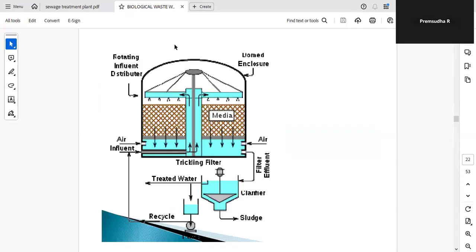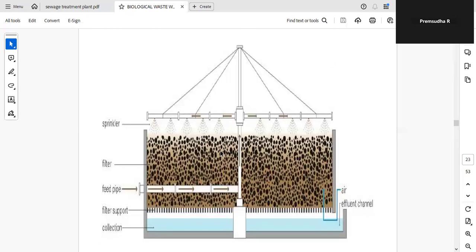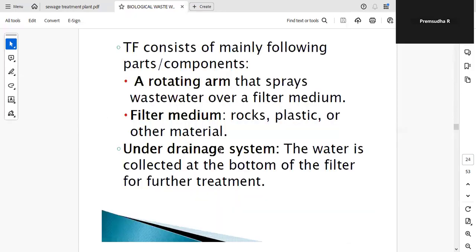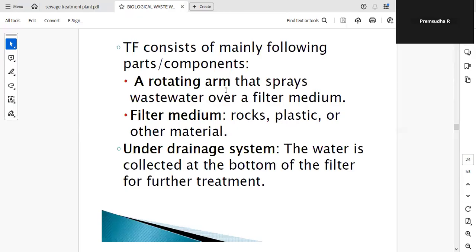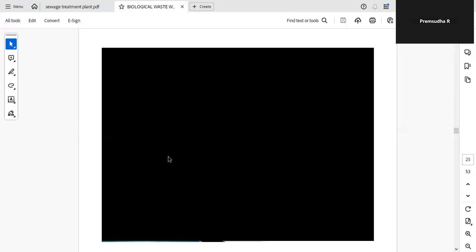This picture shows the trickling filter. You have to draw this, mark the parts and explain it if it is asked in the exam, because it is very important. This also shows the section of the trickling filter. Here you can see the sprinkler, filter, feed pipes; all these are components. So rotating arm, filter media and the drainage system.